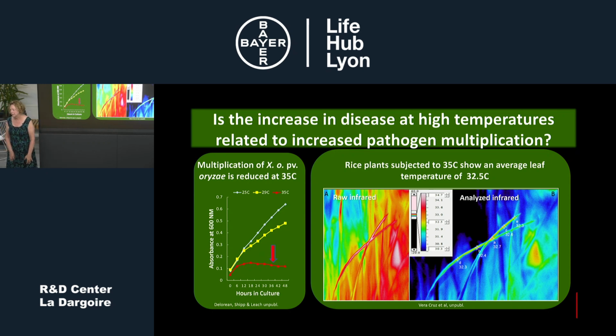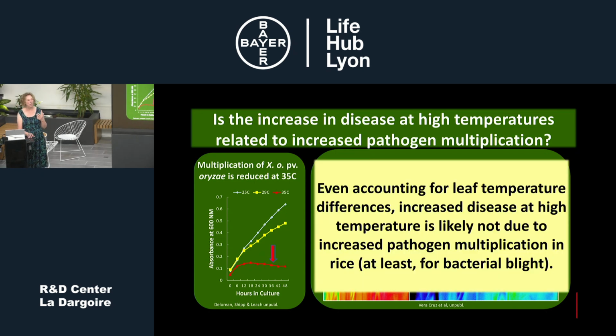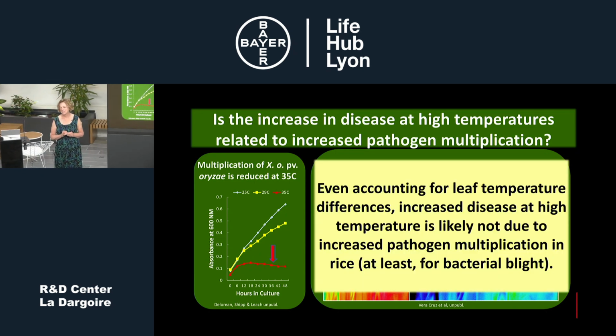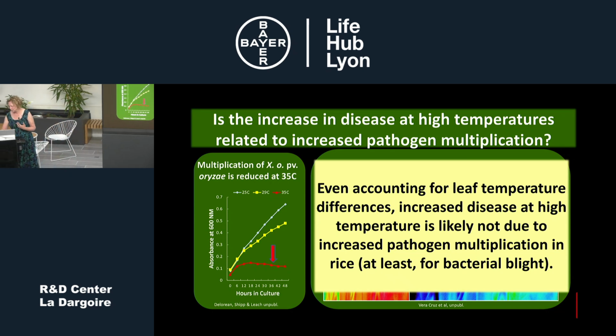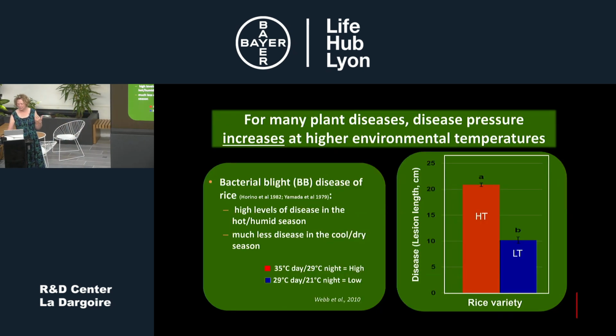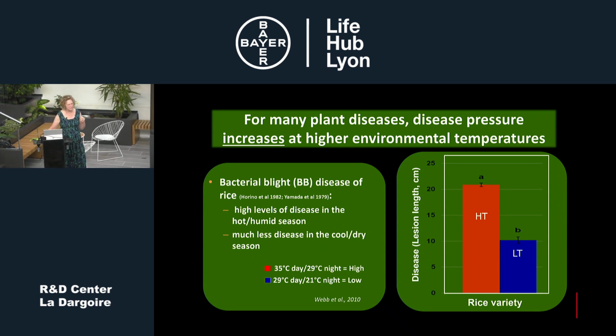But still, we don't think that the problem with the bacteria causing more disease at high temperatures is related to its better adaptation at high temperature. This pathogen is not adapted to high temperatures. So we then turned to looking at why we're getting these diseases at high temperature relative to low temperature.